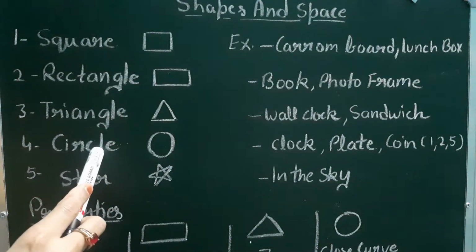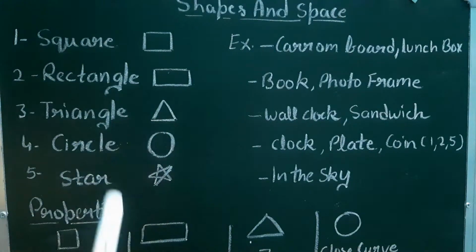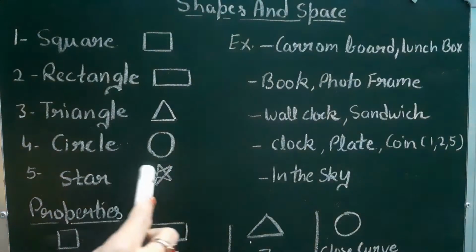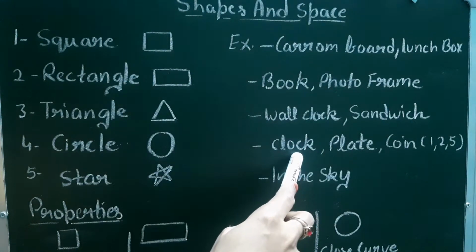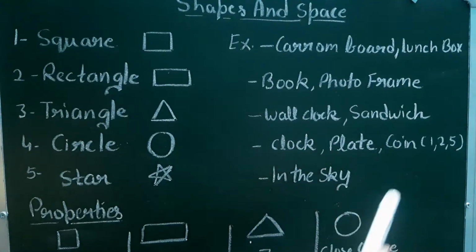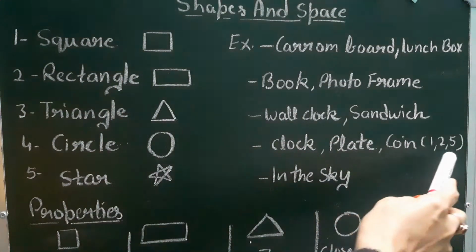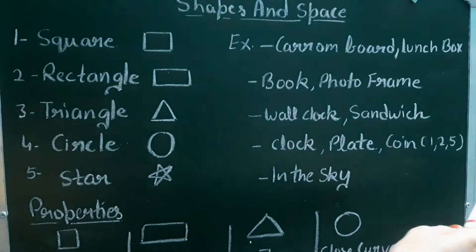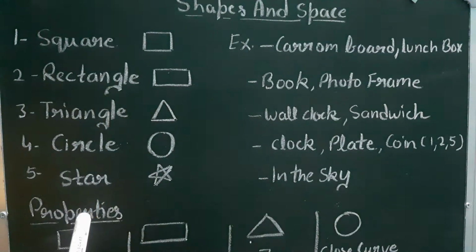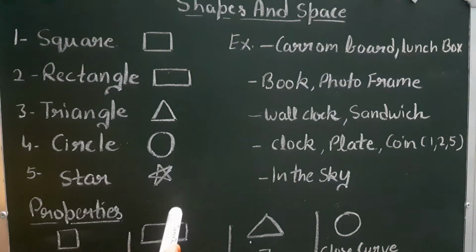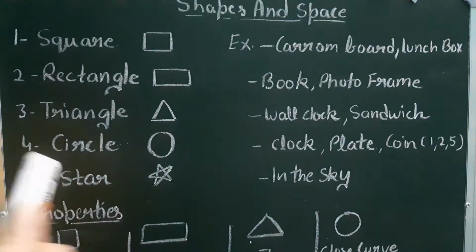Then comes the circle. In a circle there are no sides, it is a closed curve. Examples can be a clock, a plate, a coin like a 1 rupee coin, 2 rupee coin, 5 rupee coin, 10 rupee coin. So these are all examples of a circle. Then comes the star, and a very good example is stars in the sky. After this come the properties of these shapes.